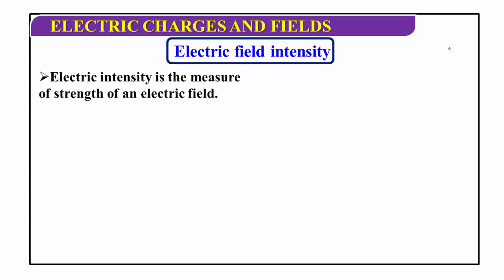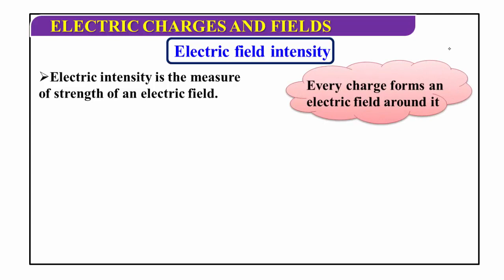To measure that strength of an electric field is called electric intensity. Electric intensity is the measure of strength of an electric field. The electric intensity at a point in an electric field is defined as the force experienced by a unit positive charge placed at that point. The force experienced by a unit positive charge placed at that point is called electric field intensity.